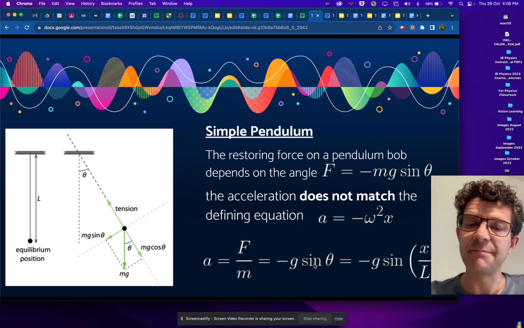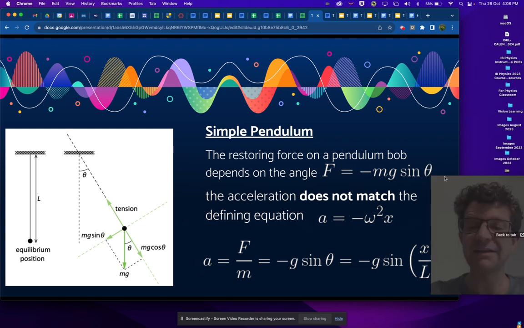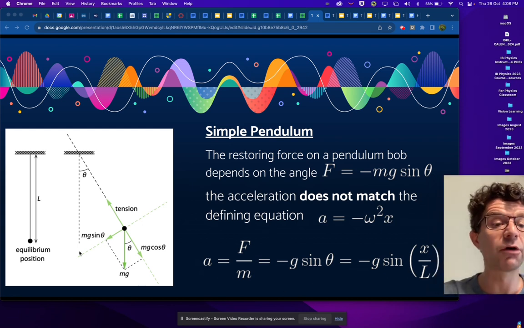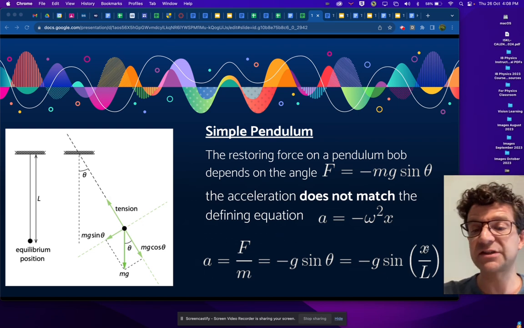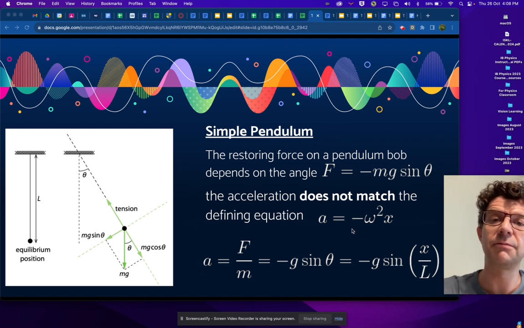Well, notice that doesn't match the defining equation for simple harmonic motion, which says that a should be proportional to the displacement. And even if we make the substitution, wisely seeing that the angle theta is defined as the ratio between the arc length, x, and the length of the radius of that circle, so theta is x over L, even if we make that substitution, we're not proportional to x, we're proportional to the sine of x over L. So it's not simple harmonic motion when you look at a pendulum.